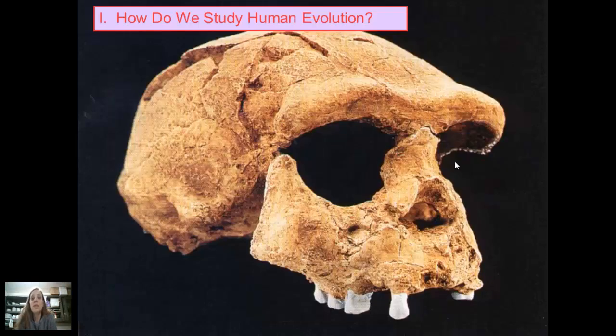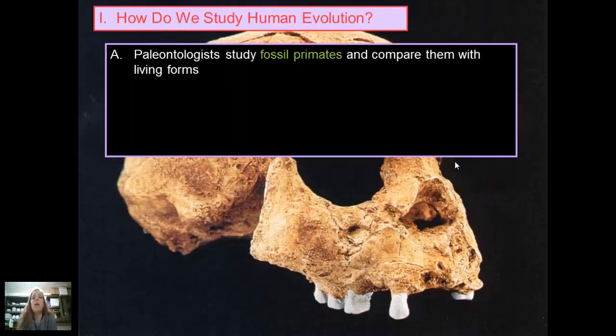So how do we study human evolution then? Paleontologists study fossil primates and then they compare them with living forms. So they're basically looking at fossils and comparing them to organisms that are alive today. How are they similar? How are they different? Similar to the hominoid lab that you've conducted.